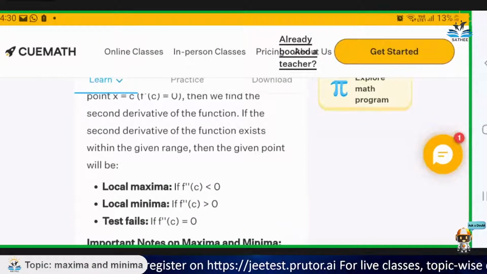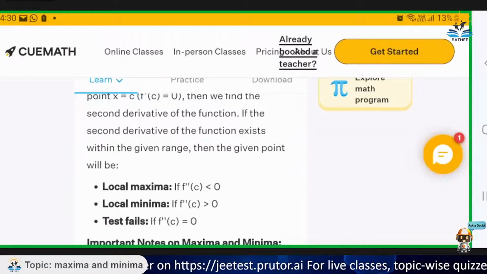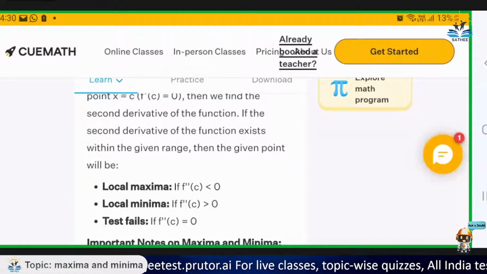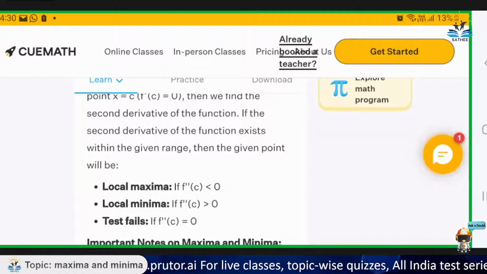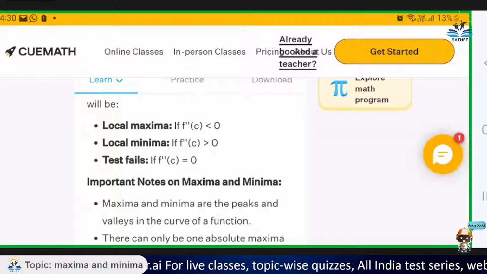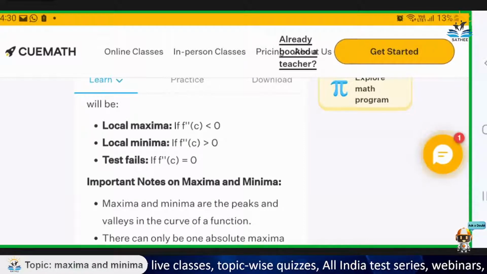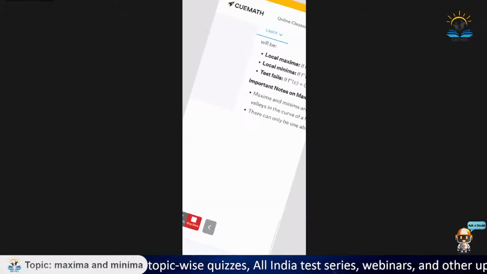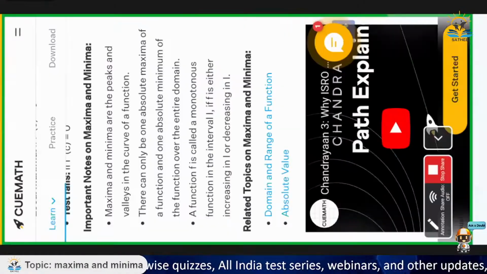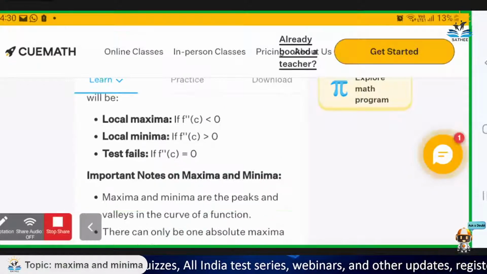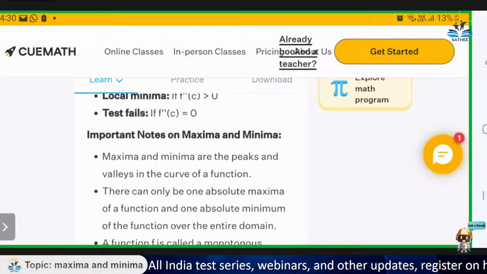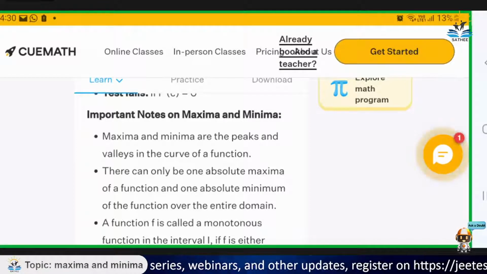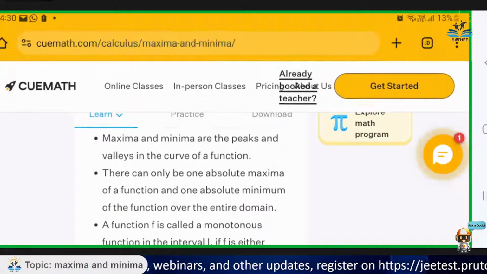If f''(x) is negative, then we say that point is local maxima. And if f''(x) is positive, then we say that point is local minima. If f''(x) is equal to 0, then the test fails, so we cannot comment on whether that point is local maxima or local minima. It could be a point of inflection.